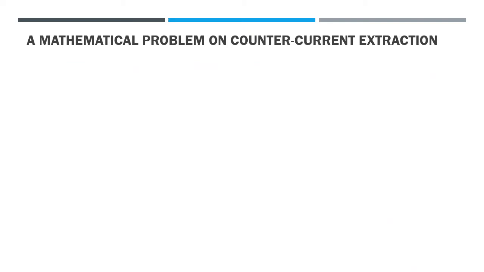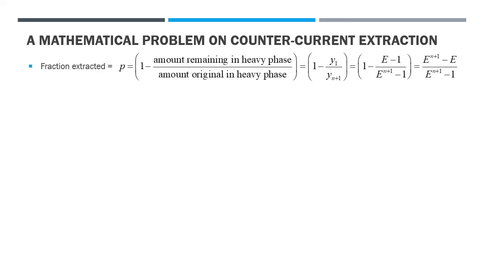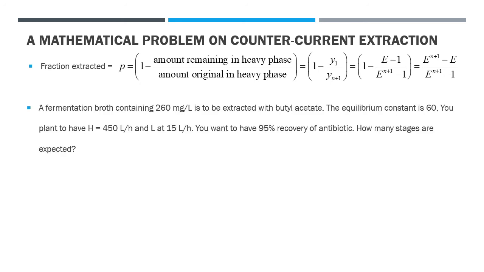We'll have some mathematical problems on this, which will be easier for understanding. You can see here, before solving, you want to find out the fraction extracted. We already know fraction extracted means the amount which is coming out in the latter phase in total, compared to how much was there originally in the heavy phase. So essentially 1 minus y1 by yn plus 1, and y1 by yn plus 1 we already know is e minus 1 over e power n plus 1 minus 1. Rearrangement is a little bit, that's all.